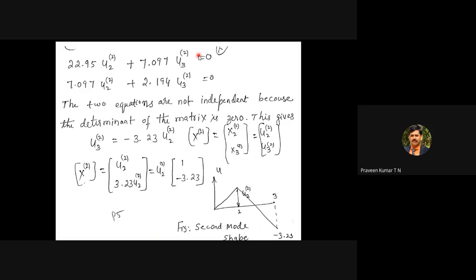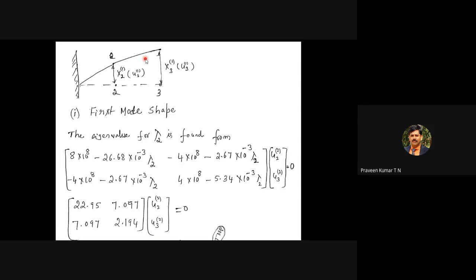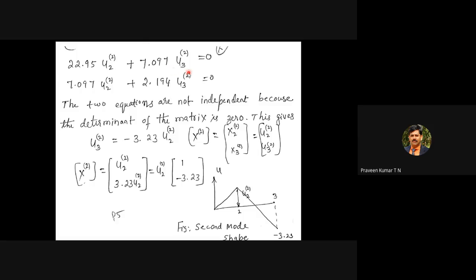After the multiplication, it is a 2 by 2 matrix. You get two equations, which are given here. If you consider the first equation or the second equation, you get the relationship between U3 and U2. If you take U3 equal to 22.95 divided by 7.097, finally you get this equation. This is the second mode of vibration. The second mode of vibration is U2 and U3.